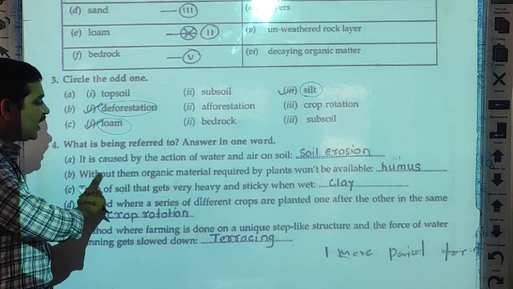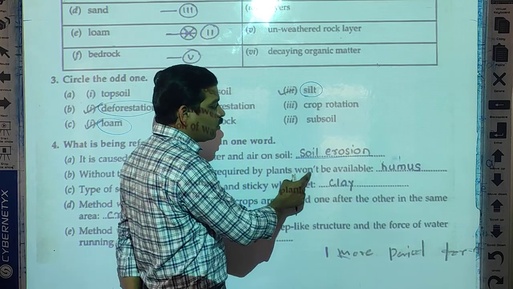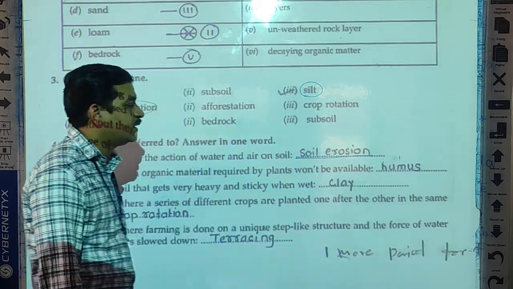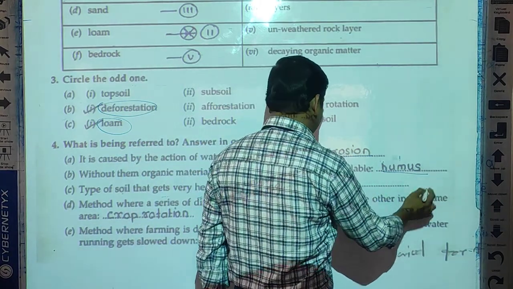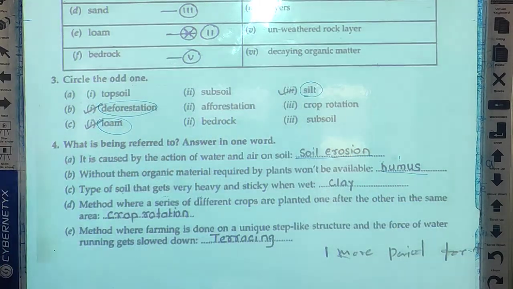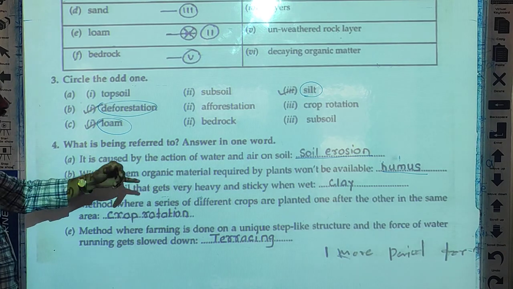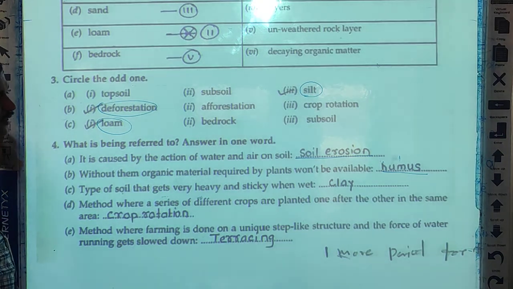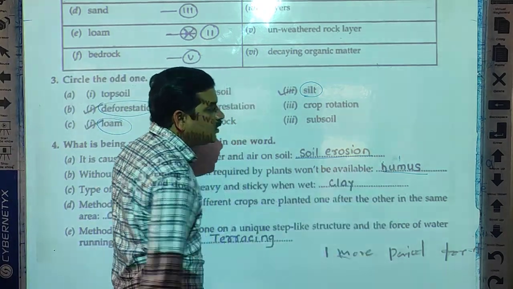Next, without them, organic material required by plants would not be available. That is called the humus.